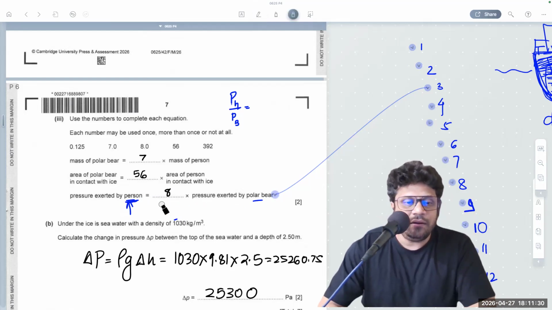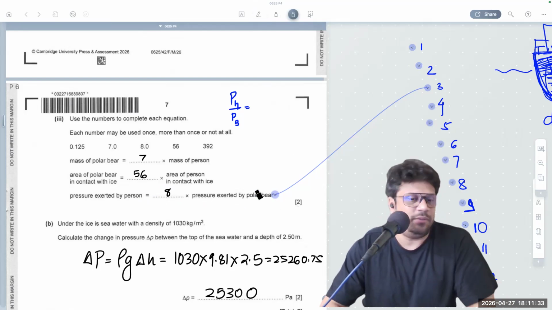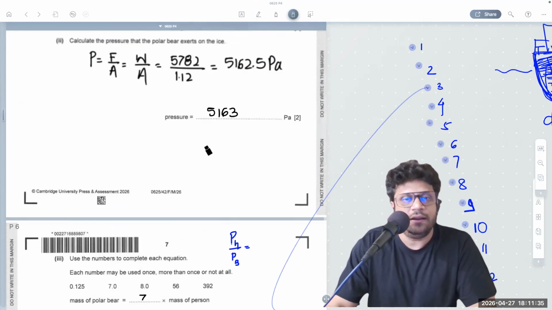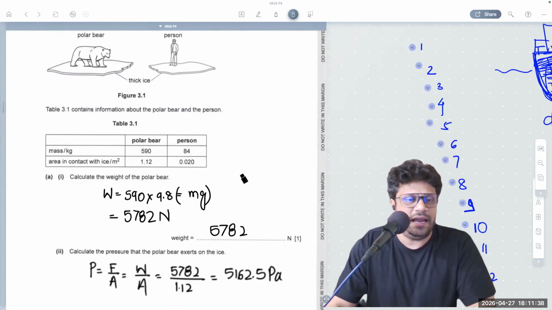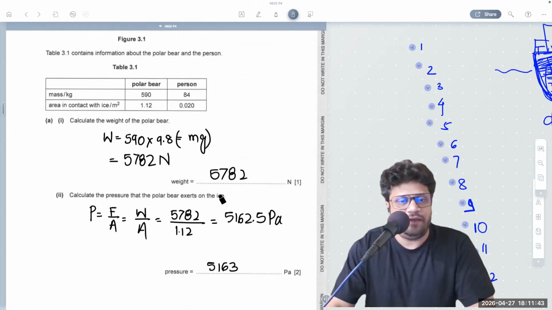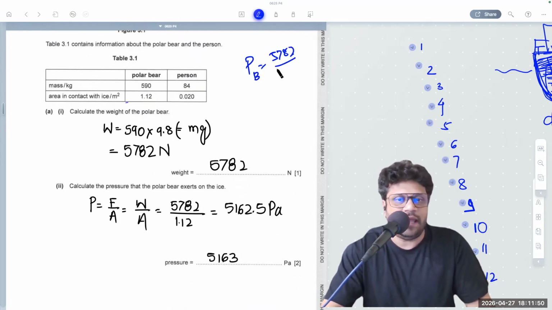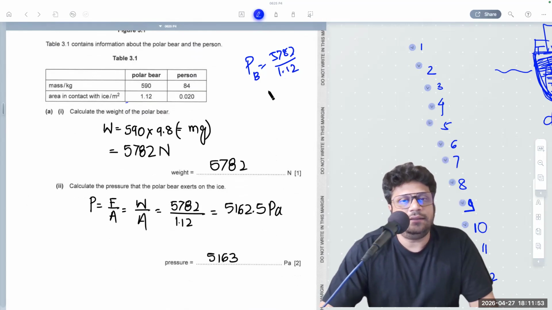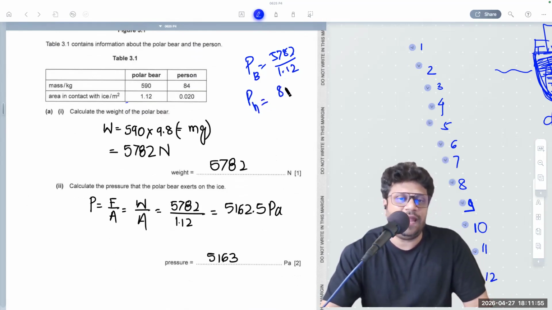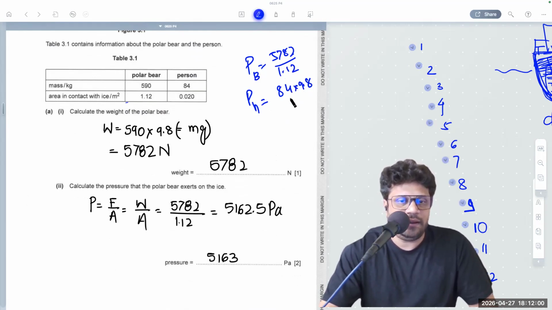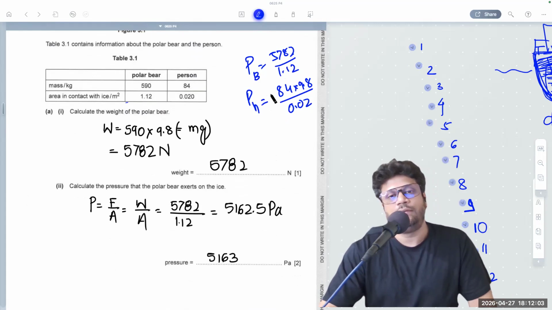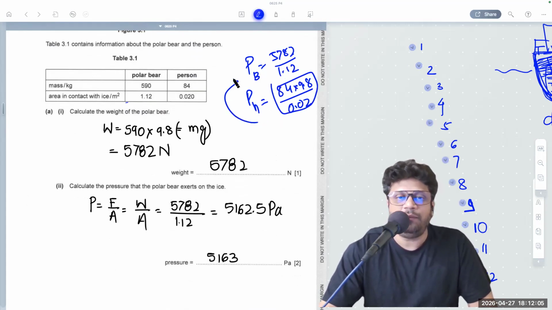Okay. But all you had to do is figure out the pressure by the person divided by the pressure by the bear. And I think it actually comes out to be, polar bear 5782. Pressure by the bear comes out to be 5782. That's the weight of it divided by the area, 1.12. And the pressure by the human comes out to be 84. That's the mass, multiplied with 9.8, divided by 0.020. Well, this thing is bound to come out to be 8 times that.